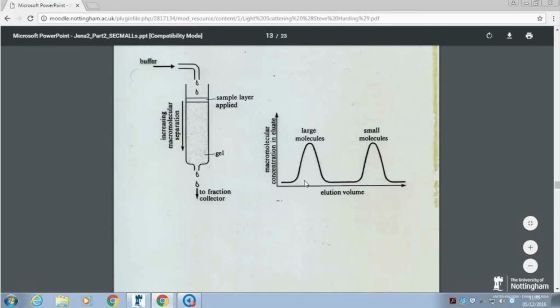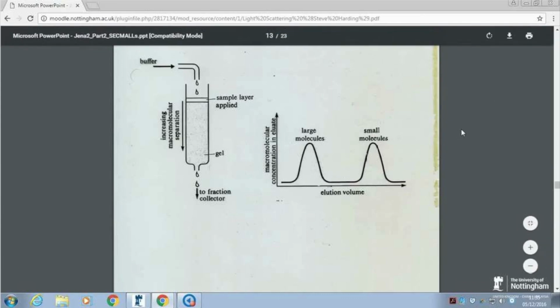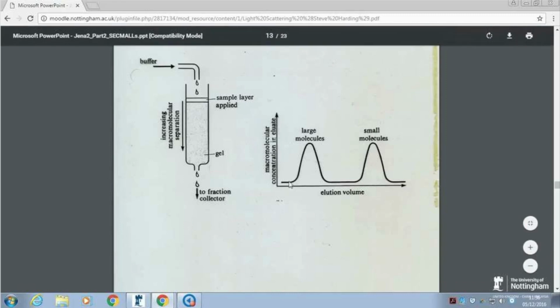And as Guy explained, you tend to find that the larger molecules are excluded from the pores of the gel, so they come through faster. So it's the opposite to gel electrophoresis, where the larger particles are inhibited and come through more slowly because of the SDS rod shapes. Here, with gel chromatography, the larger molecules are excluded from the column and come off before the smaller molecules. So it's a nice way of separating the molecules.